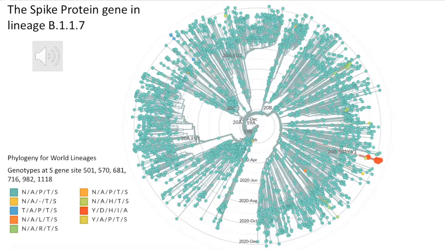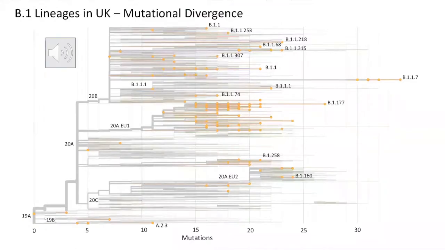The next slide in this presentation will show you a graph where the emergence of the different lineages is measured against the number of mutational changes. I've included this figure just to show you the number of mutational changes that have occurred in a graphical sense.